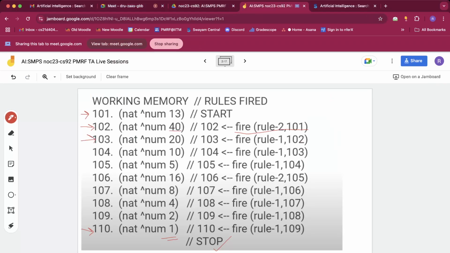It would be C, right? Because we saw that the first time it was fired, we ended up with a value of 40. The second time it was fired, we ended up with a value of 20, right? So the working memory element with timestamp 103 would have a value of 20.